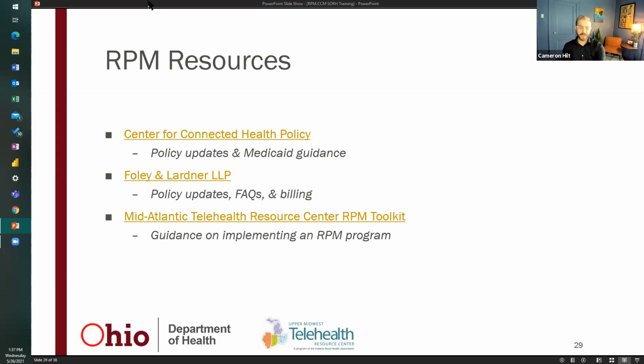And then lastly, I want to put in a plug for our sister TRC in the Mid-Atlantic, who developed an RPM toolkit that really takes you from A to Z. So looking at vendors, what staff do I need? How do I actually implement an RPM program? How do I evaluate it? They have an exhaustive toolkit that will really help you get started and help you as you begin to implement these services if you go that direction.